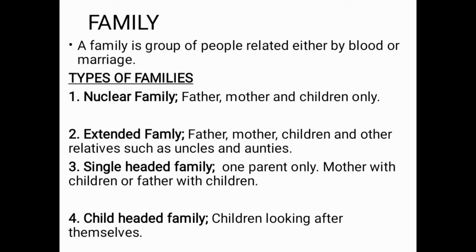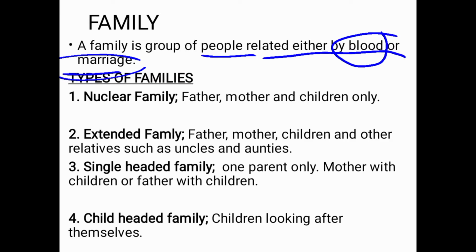So what is a family? A family is a group of people related either by blood or marriage. For example, the in-laws are related by marriage. The aunties, the uncles are related by blood. There are four types of families that we have in Zambia.